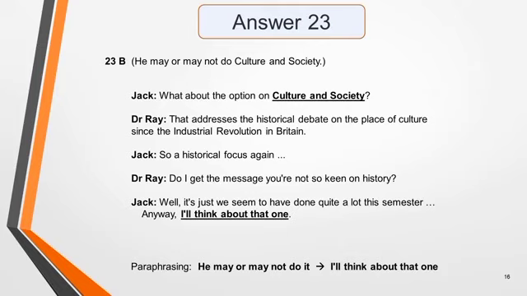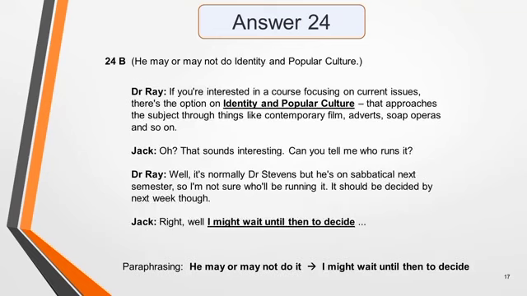This is how the answer has been paraphrased. For he may or may not do it, Jack says, I'll think about that one. Answer 24 is also B. He may or may not do identity and popular culture. Here's the dialogue.